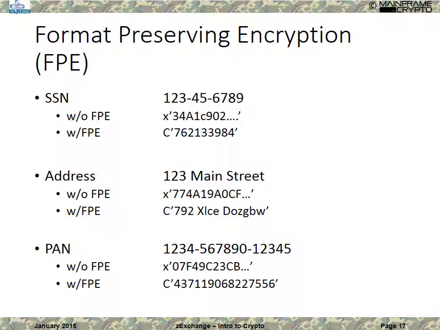Just like the social security number, a PAN is 13 to 19 digit numerics. And if you encrypt it without FPE, you're going to get binary data. So some of the checks that you could perform against that data would fail if you're using just straight encryption. With FPE, those numeric digits will be preserved, and you will have numeric digits when you're done with the process. Let's look at that a little bit closer on slide 8.